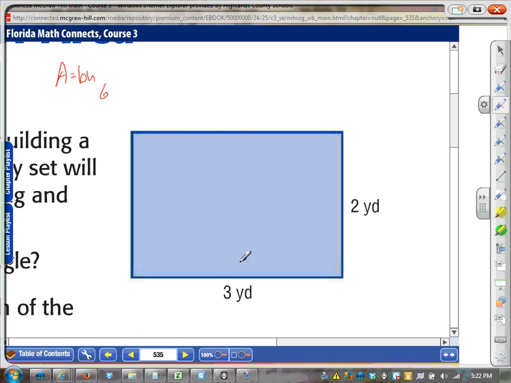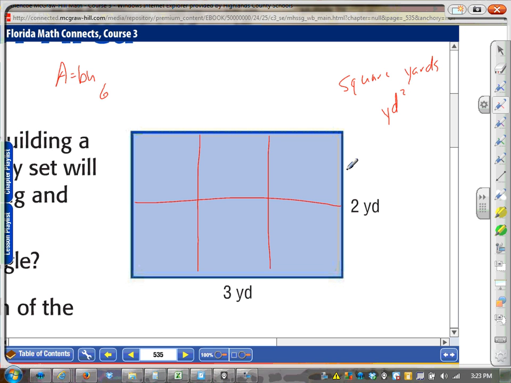And then we come to something that works kind of neat because we're talking about area. So we're talking about 2 yards going this way, we'll split it in half, and then 3 yards going this way, right? And we get 6, and what are they? They're square yards. So we write square yards. But another way of writing this is yard squared, right?